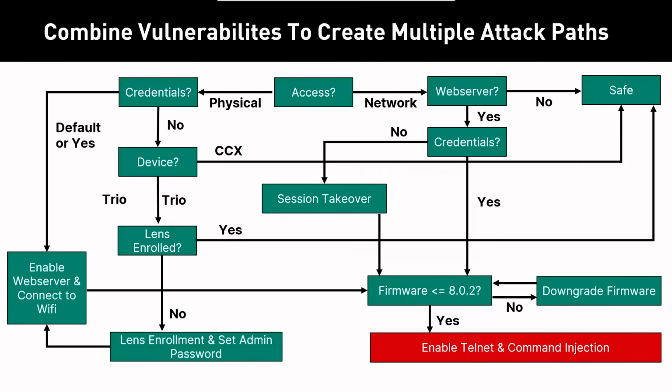So don't stop if you find something interesting, because if you have multiple interesting things, it might be way, way bigger impact. One example would be here, if we have a Trio 8800, we can go a completely different attack chain. If we have physical access, but no credentials, we can just do the lens enrollment we talked about earlier. Once we did the lens enrollment, we can set the administrator password and enable the web server. Then we can connect to an attacker-controlled Wi-Fi, and we don't even need to downgrade the firmware because they're vulnerable in the first place. Then we exploit the command injection and have a remote code execution as well.